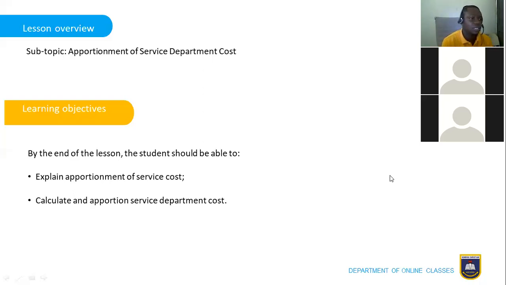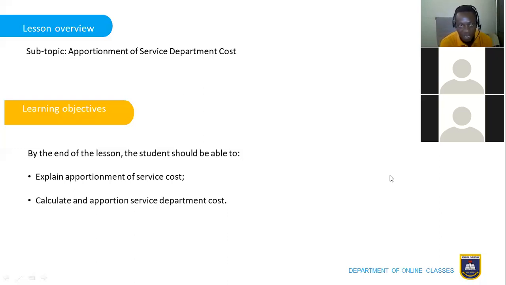And I was saying that in an organization, we have various departments. We may have production department 1, production department 2, production department 3, and we may also have a service department. And we say that the service department exists because of the production department. For instance, canteen department can exist, and that's a service department. So the service department is there to make sure that those who are in this production department are fed, especially during break time.